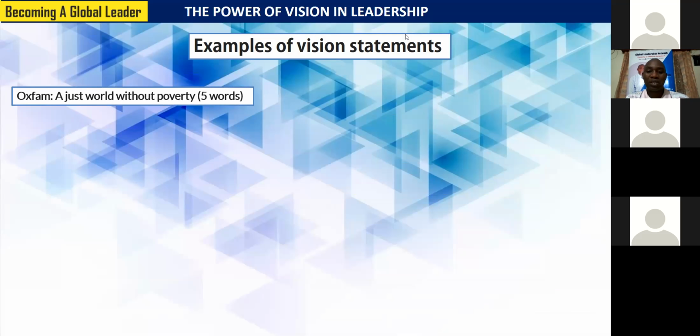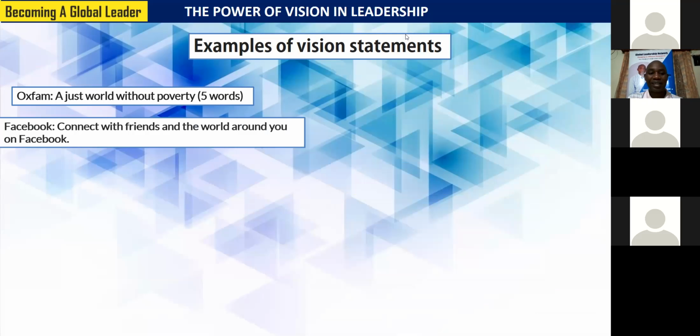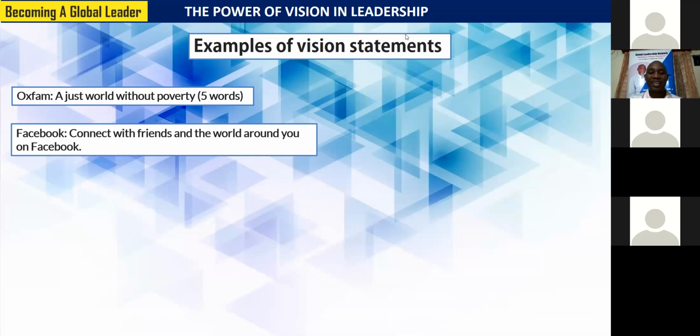And I took a few examples of vision statements. Oxford, they talk about a just world without poverty. Facebook, connect with friends and the world around you on Facebook. Yeah, maybe at the end you will tell me which one you feel is a compelling vision, is inspirational, and if you are to join that company, you feel this is where you will want to be part of because of the kind of vision they are pursuing.